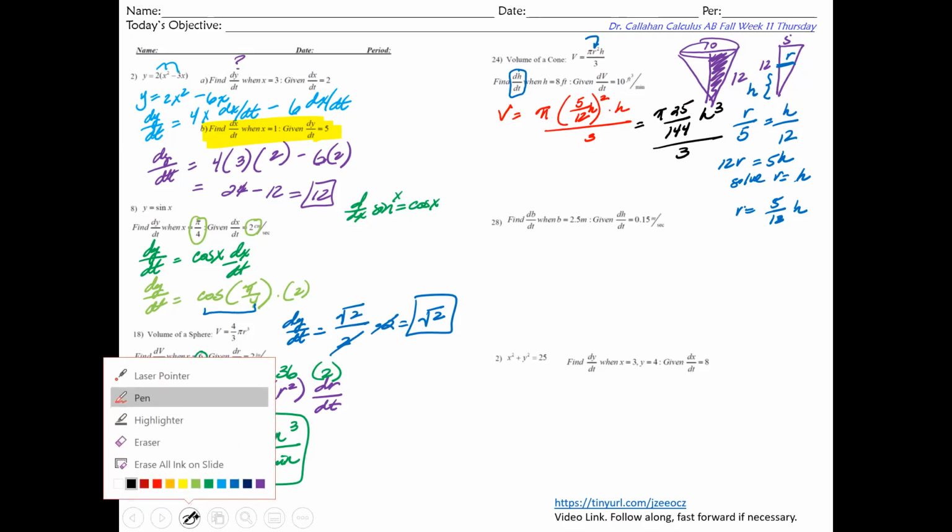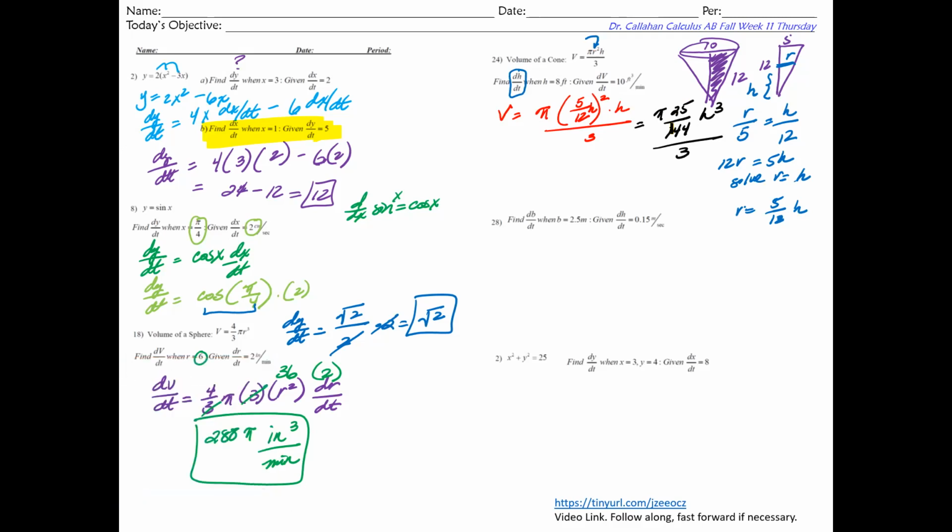Well, remember, I don't like having a fraction on top of a fraction. So it's the same thing as if you were writing pi 25 over 144 h cubed divided by 3, or times 1/3, in which case 144 and 3 will be multiplied, and then you'll have pi 25 h cubed all the way over 432.